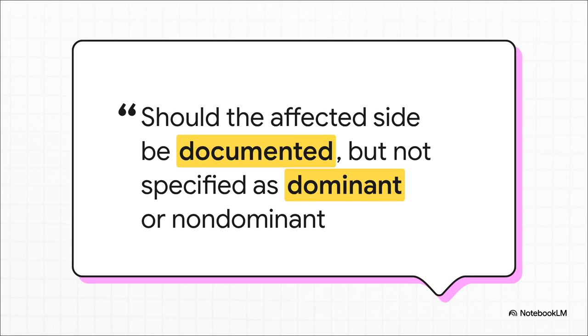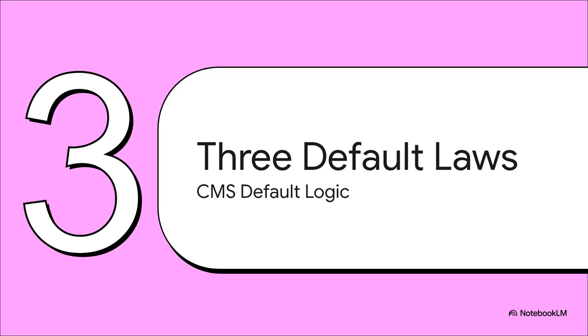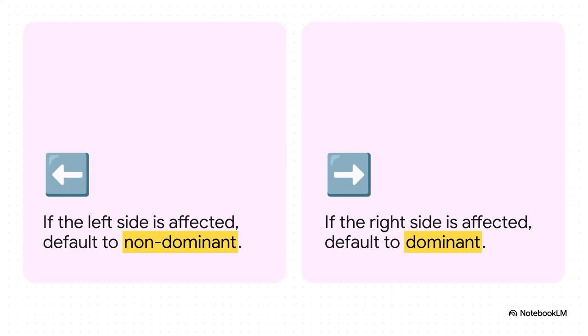Now that single sentence sets up a mandatory logic tree. We have to follow it. It literally takes the guesswork out of your hands and replaces it with a hard and fast rule. And that perfectly tees up Section 3, the 3 default laws. This is the mandatory CMS logic you need to know. The rule dictates a very strict binary. If the left side is affected and dominance isn't specified, you must default to non-dominant. If the right side is affected and dominance is unspecified, you must default to dominant. It really is just that straightforward. Right equals dominant, left equals non-dominant.